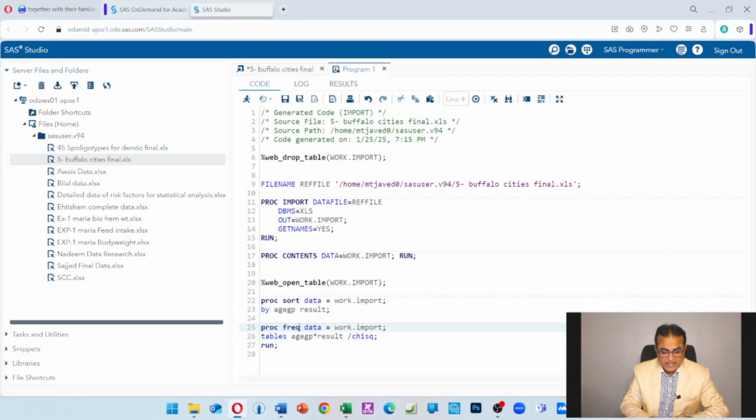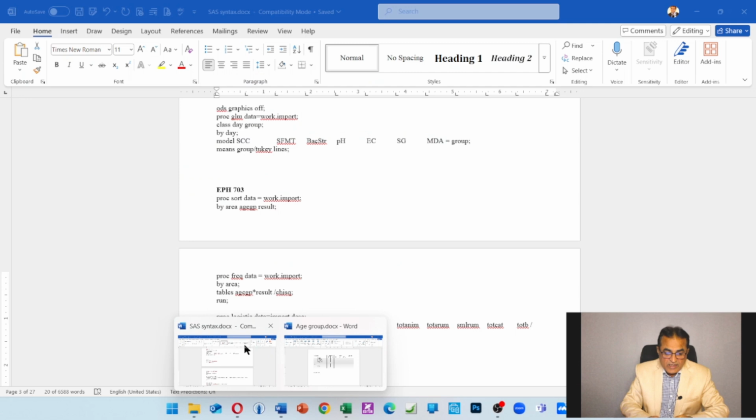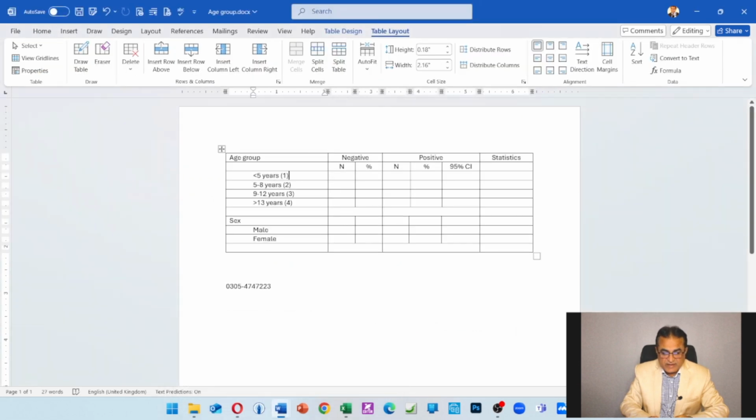The command is proc freq data. This is the data which this command should use, and we need to generate the tables age group into result. This will generate the tables. I have already made a table in this Word file, so we'll be entering the results here.